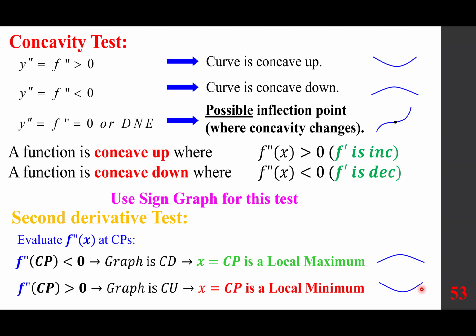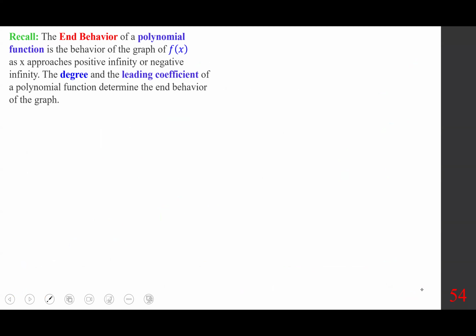The second derivative test can tell you whether a critical point represents a local max or local min. Now, we are almost ready for graphing, but just to make sure we are in good shape, I am going to remind you of what we have learned in algebra, college algebra, pre-calculus, you name it. The end behavior of a polynomial function is the behavior of the graph of f of x as x approaches positive infinity or negative infinity. The degree and the leading coefficient of a polynomial function determine the end behavior of the graph.